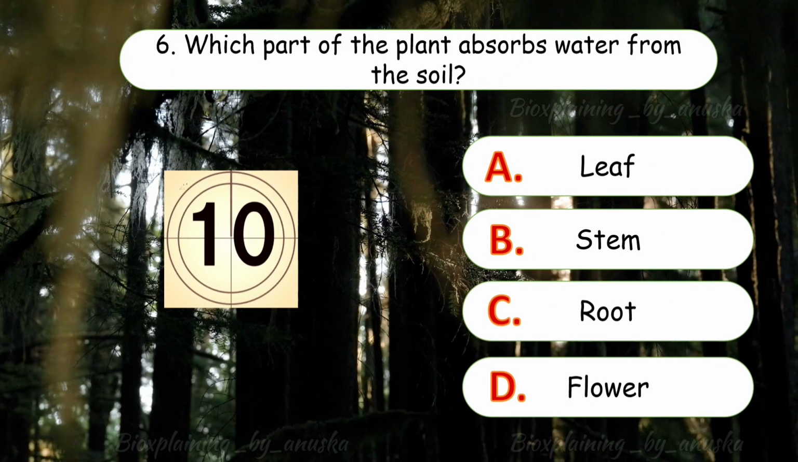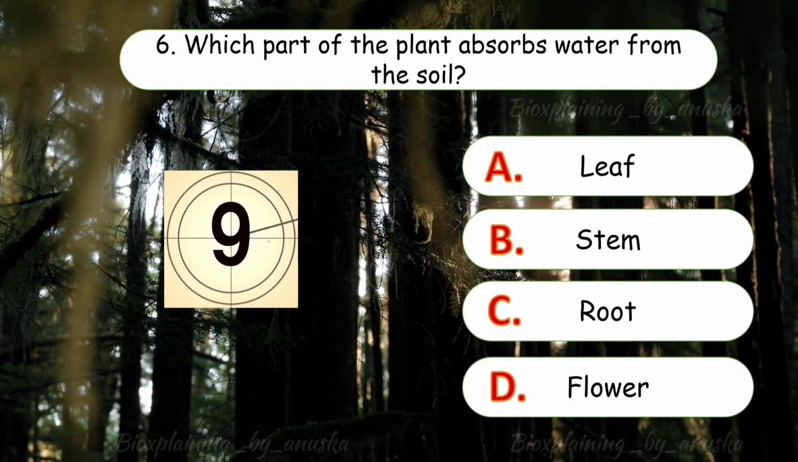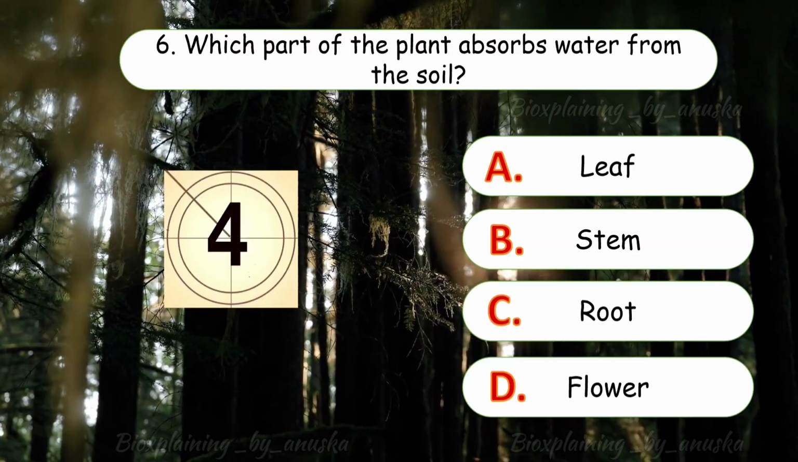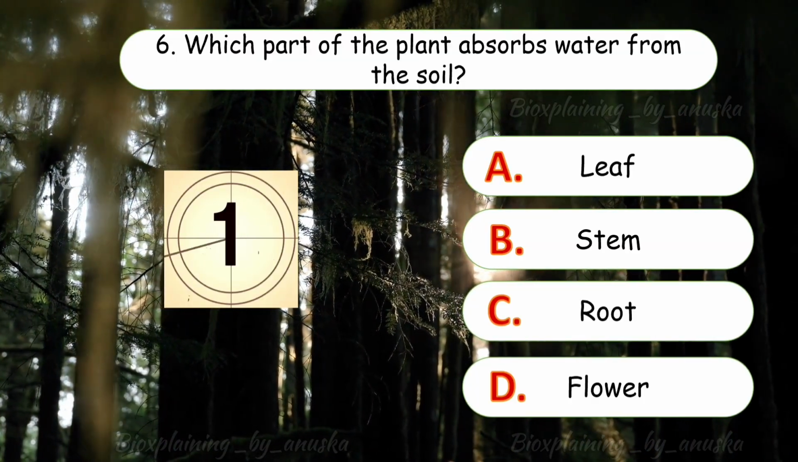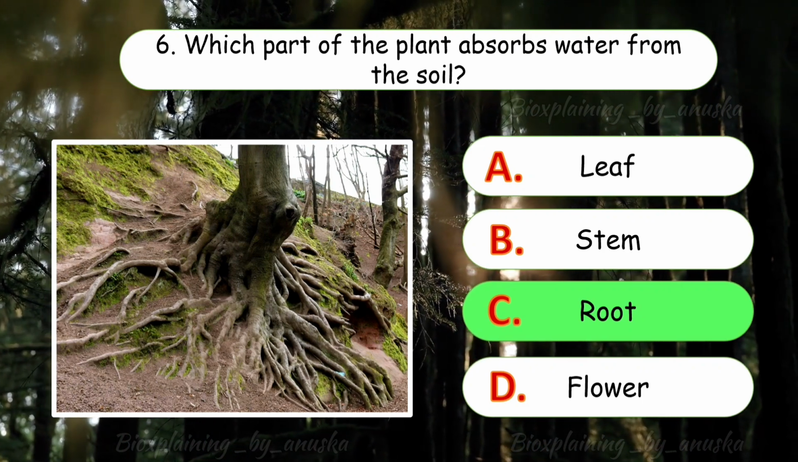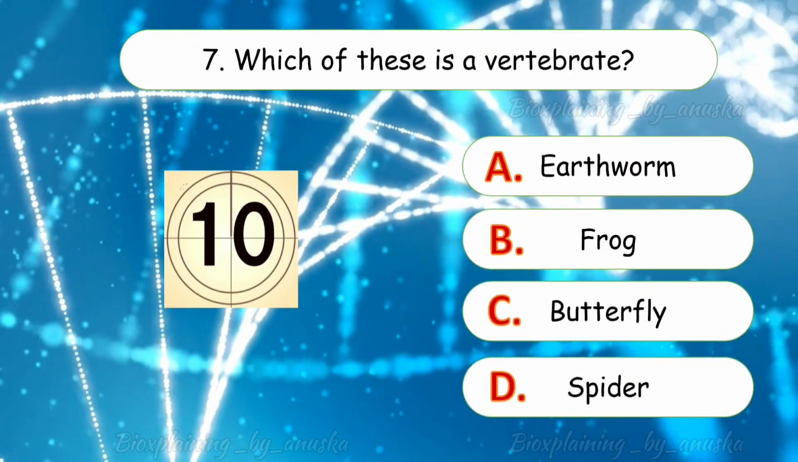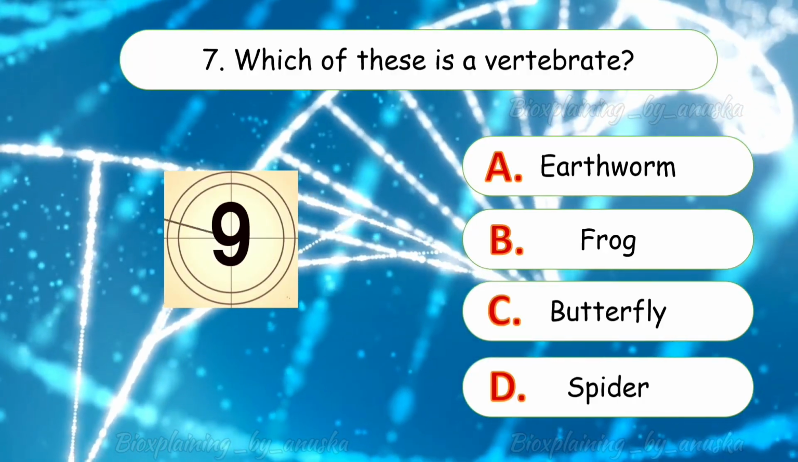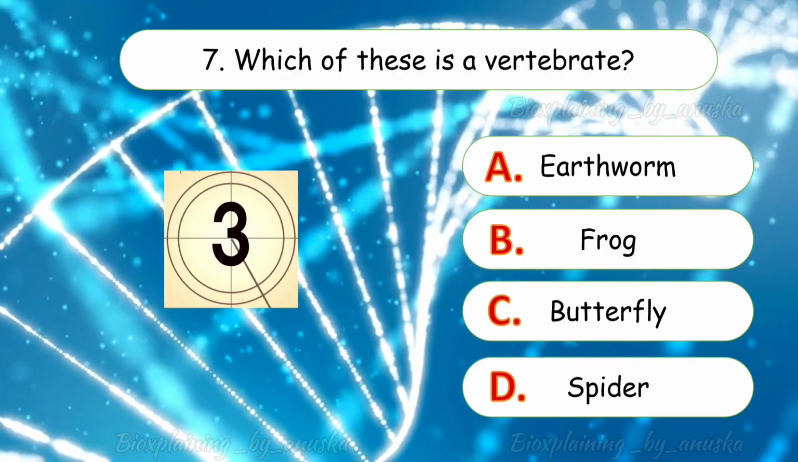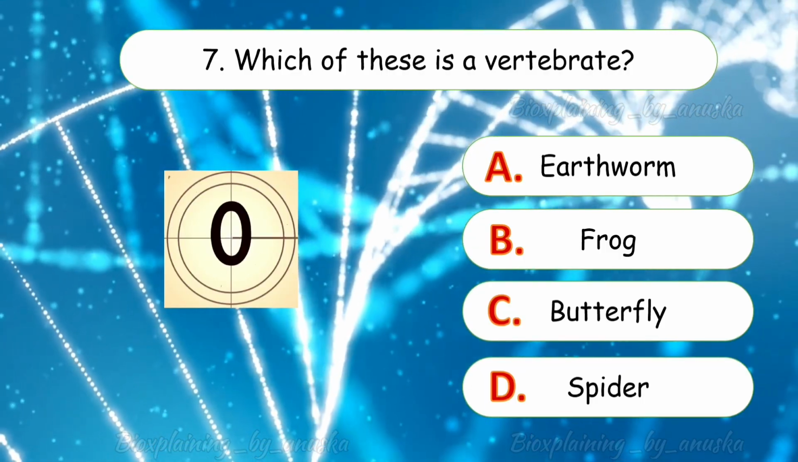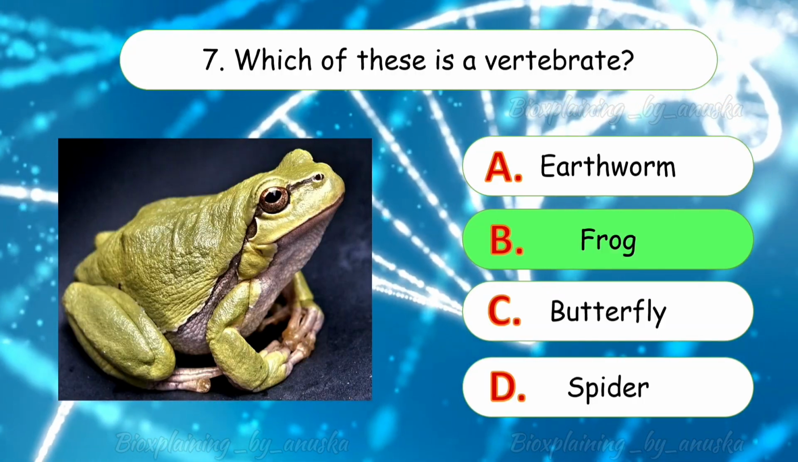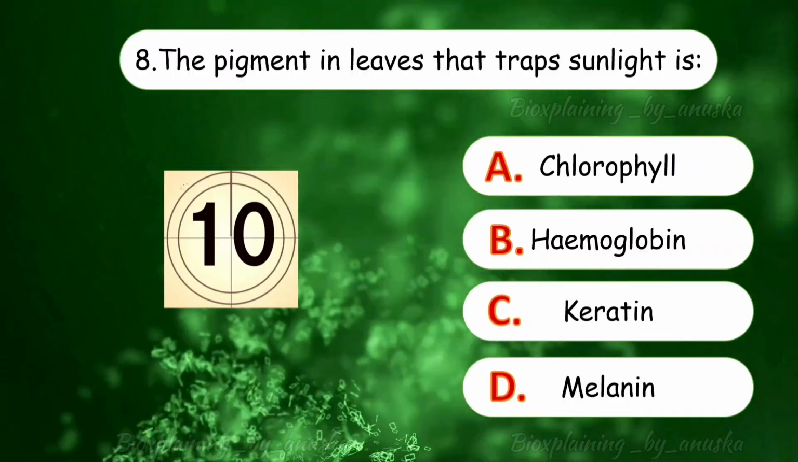Which part of the plant absorbs water from the soil? Which of these is a vertebrate? The pigment in leaves that traps sunlight is.